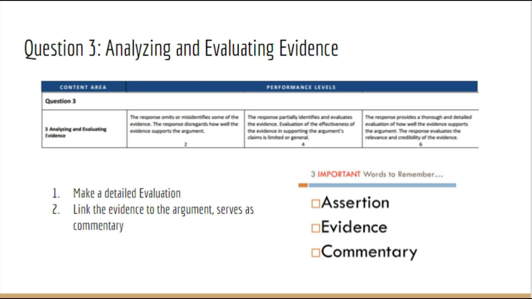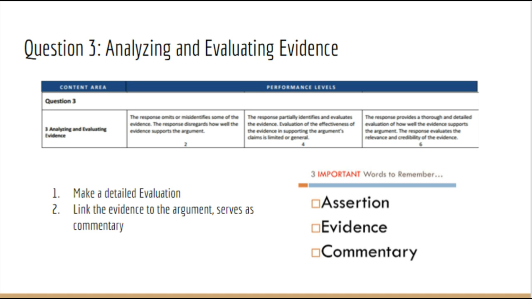Question 3 of the rubric evaluates if the evidence supports the argument and the credibility of the evidence. This section is to make you think if the author's sources support his arguments and are related to the question. According to the rubric, the response provides a thorough and detailed evaluation of how well the evidence supports the argument. The response evaluates the relevance and credibility of the evidence.